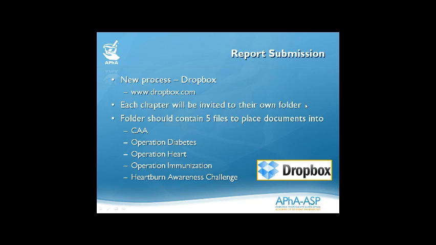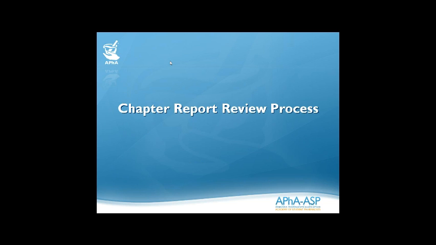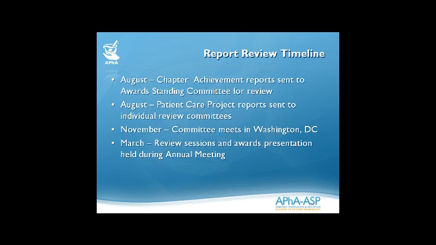And just to clarify one more time, Generation RX and Project Chance are due on a different time frame. They are due January 5th, 2013. So July 15th, we're looking for your chapter achievement reports as well as the 4 national patient care projects. So once you submit those documents on July 15th, APHA staff will begin the process of verifying what you've submitted based on your confirmation form.